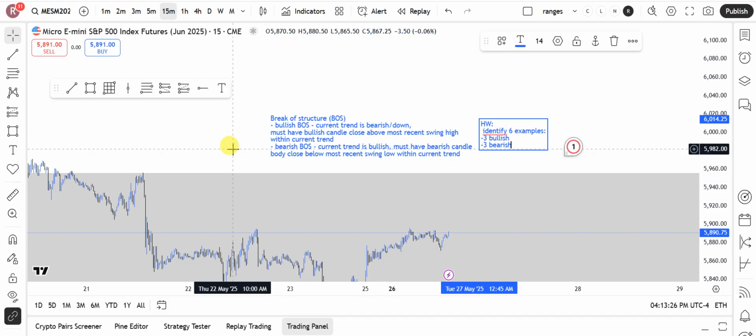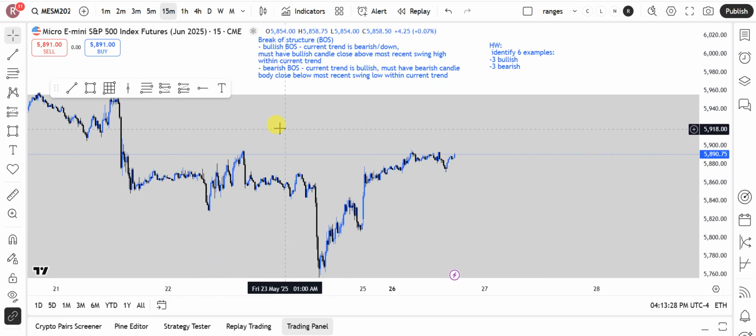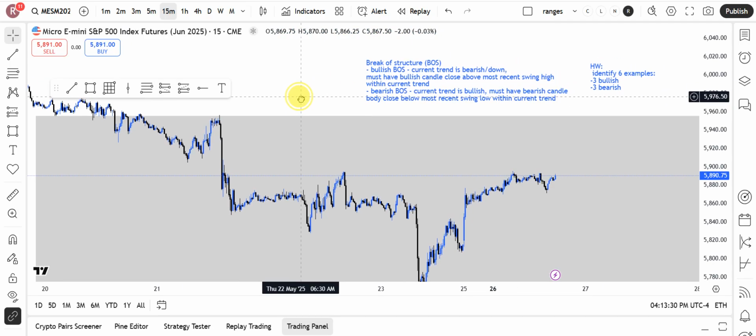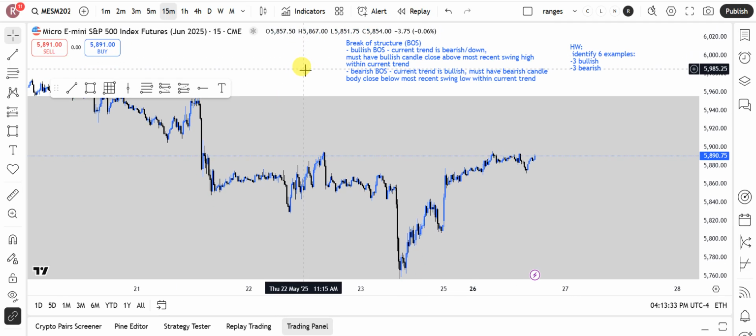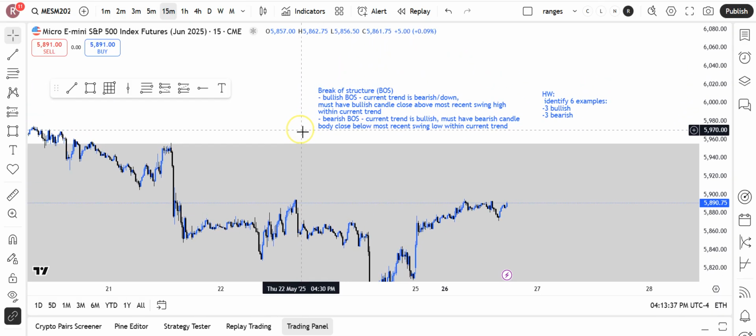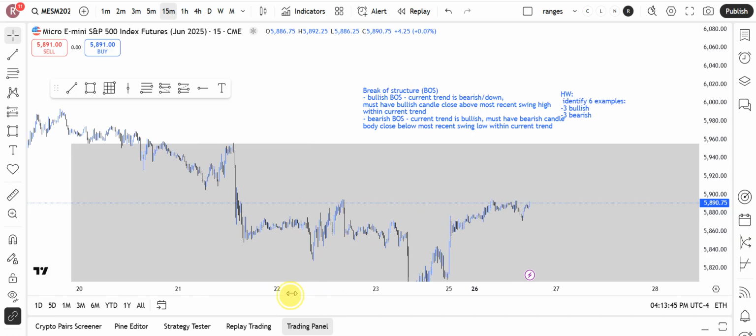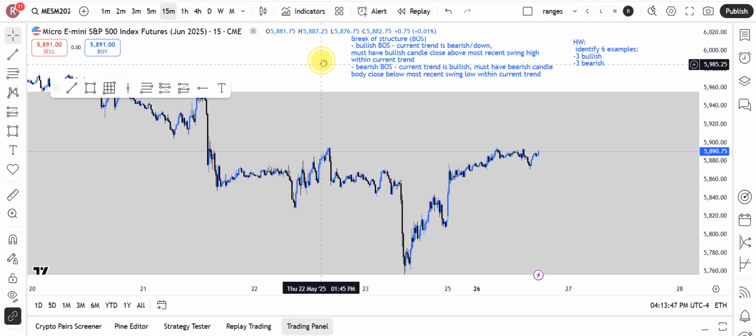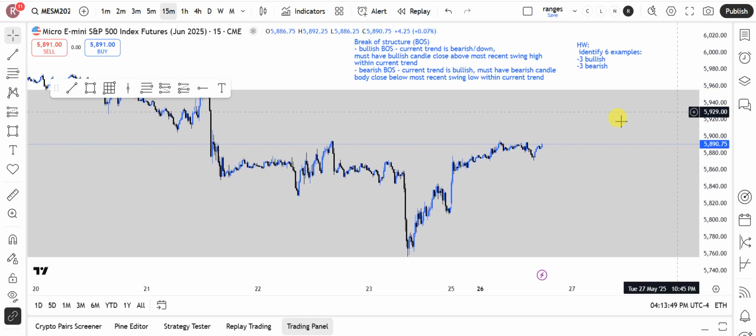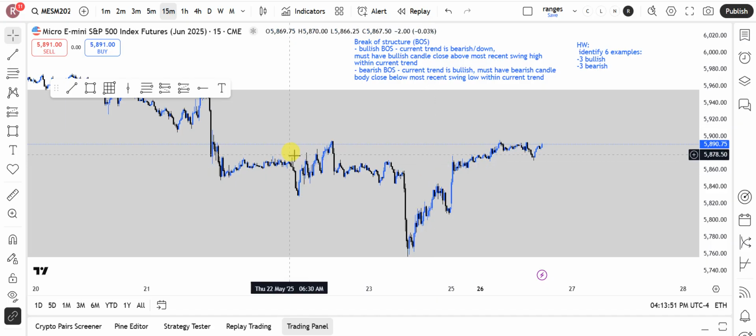So go into your charts, go into whatever time frame you want, pick the time frame that you like the best, that you prefer, that you think you're going to be trading on the most, and determine 3 examples of bullish breaks of structure and 3 examples of bearish breaks of structure. And then next time we will discuss some more market structure between intermediate and long-term and short-term highs and lows.